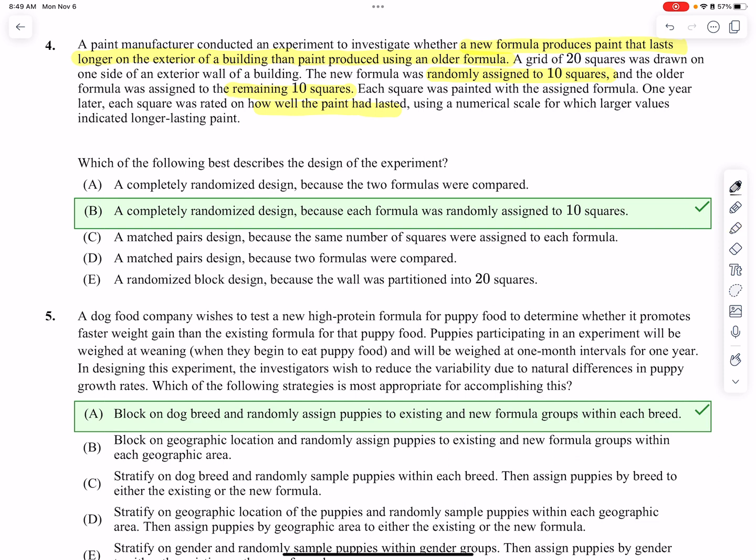Okay, so I am literally doing this. I have 20 squares, and I'm going to randomly assign them to group 1, group 2, and in group 1, I get treatment 1, and group 2, I get treatment 2.